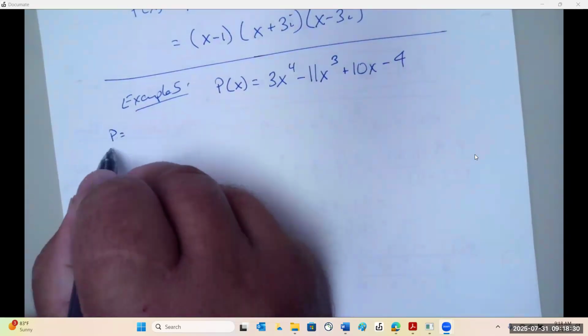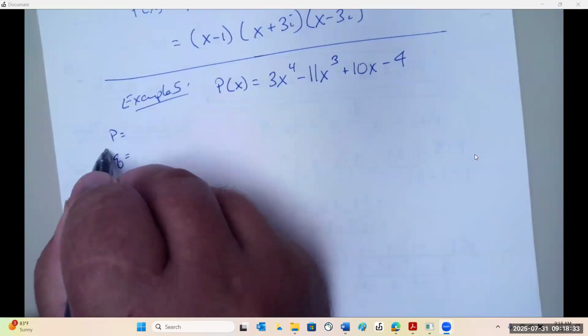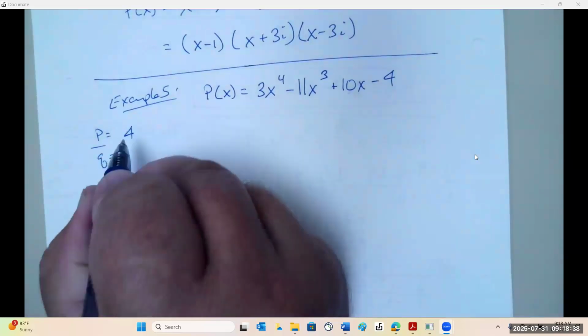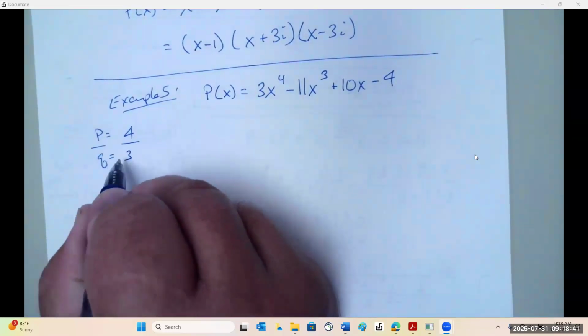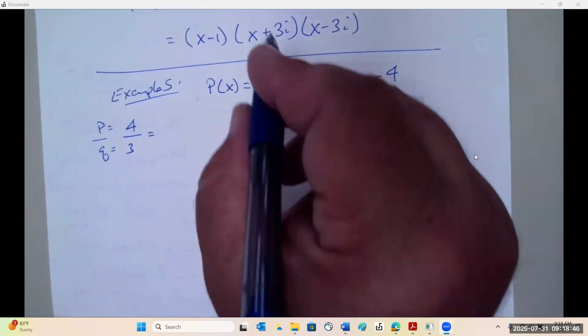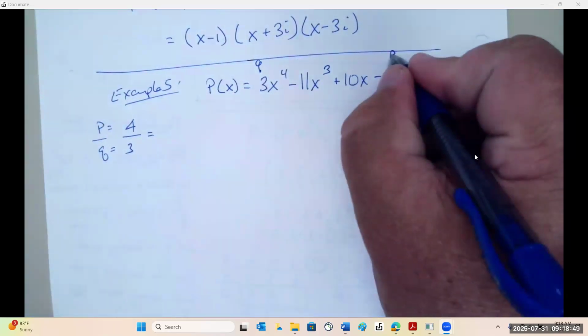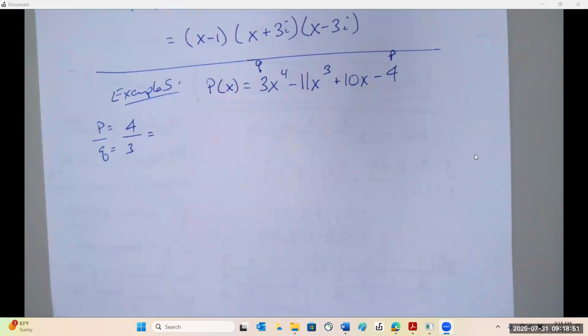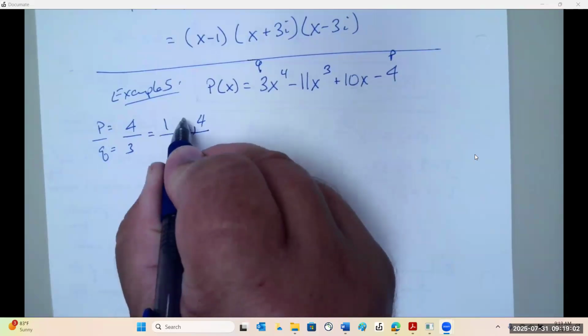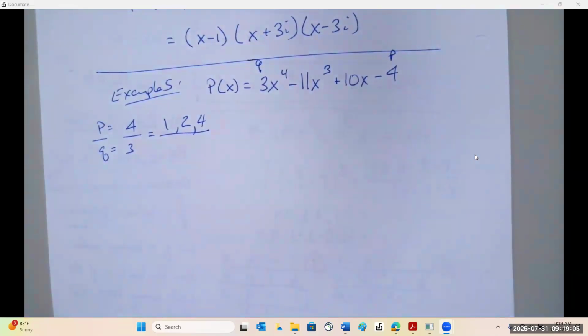What's p and what's q? Four is p, and then q is 3. So this is my q, this is my p. What can 4 factor out into? What are the multiples of 4? 1 times 4 and 2 times 2. So 1, 2, and 4. We look at all possible combinations of what 2 numbers multiply to give you 4.